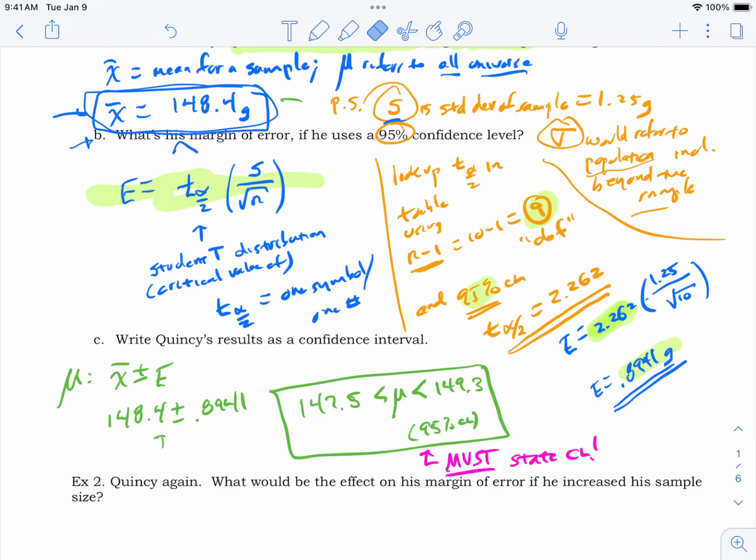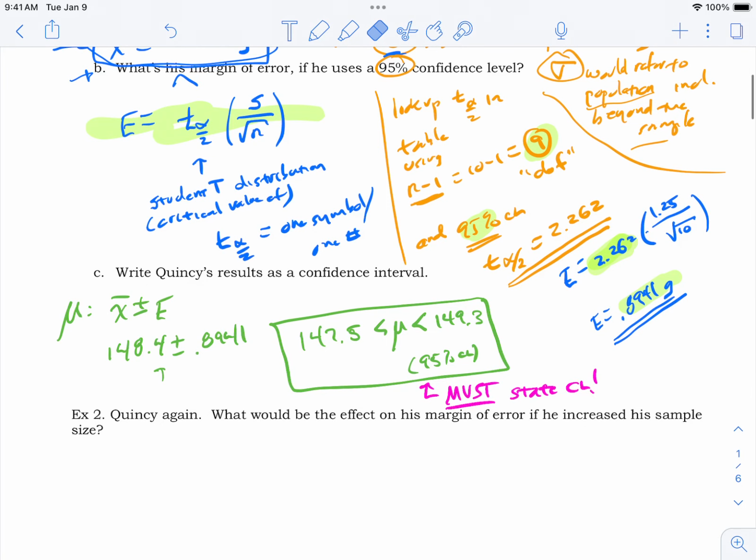So this is saying, yeah, we're going to come out somewhere between 147.5 and 149.3, and if that's acceptable for whoever's in charge of the production line, then you're good. And if it's not, I guess you got to freeze the assembly line and start over. Oh well.